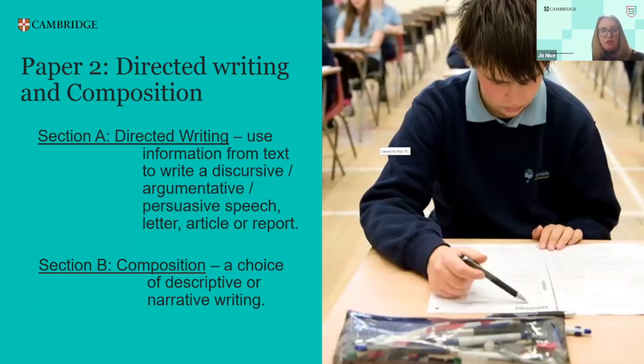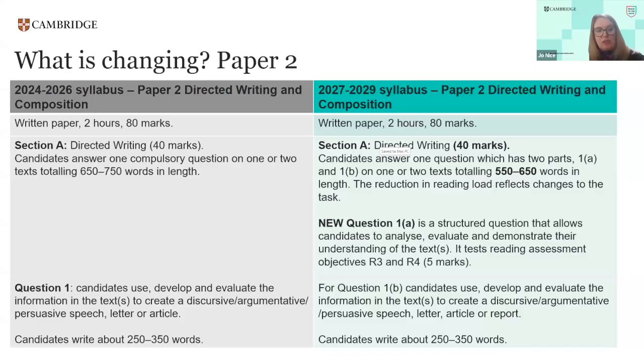So paper 2, there are not a lot of changes to this question paper. So section A is still the directed writing. Candidates still use information from text to write their discursive, argumentative, and persuasive speech, letter, or article or report. And section B is still comprehension. On the next slide, what I want to draw your attention to is a change to the directed writing task.